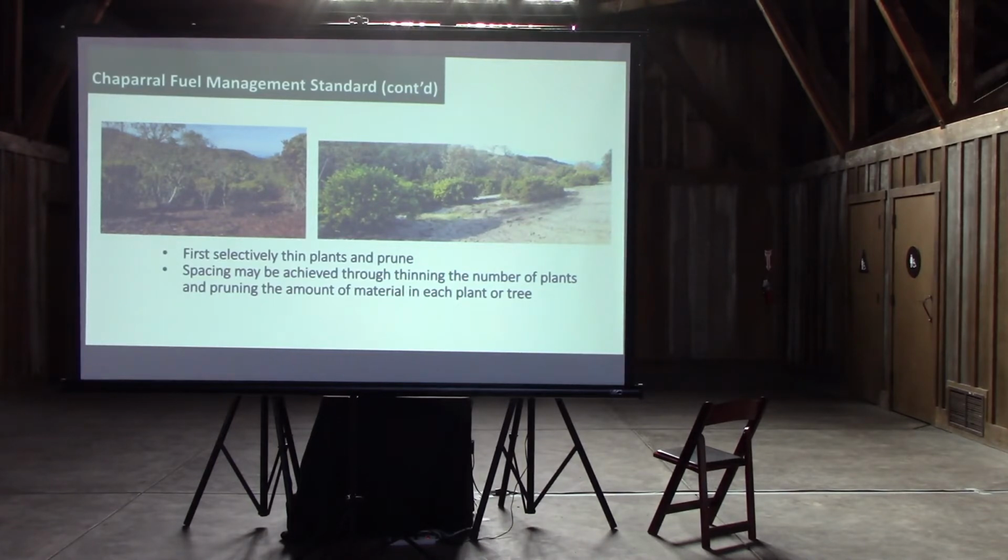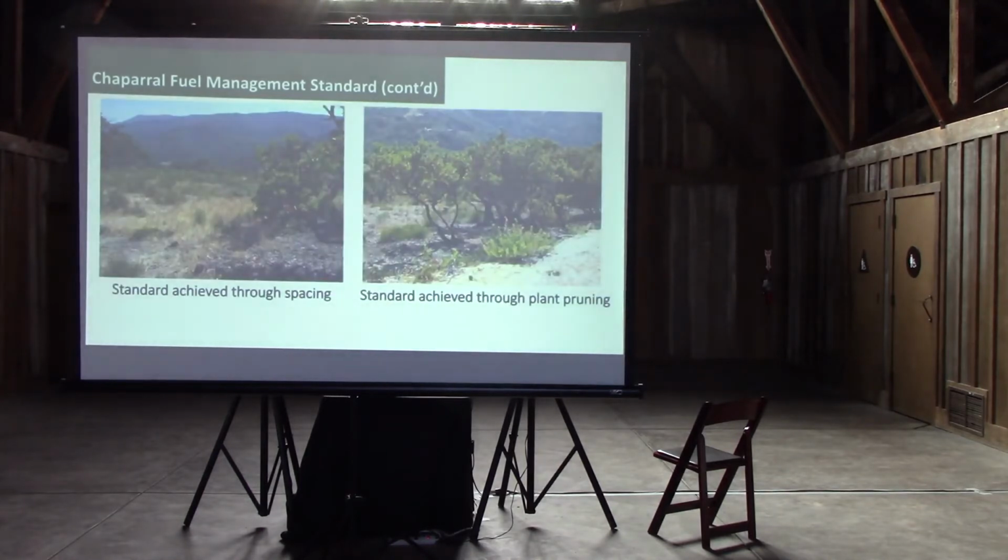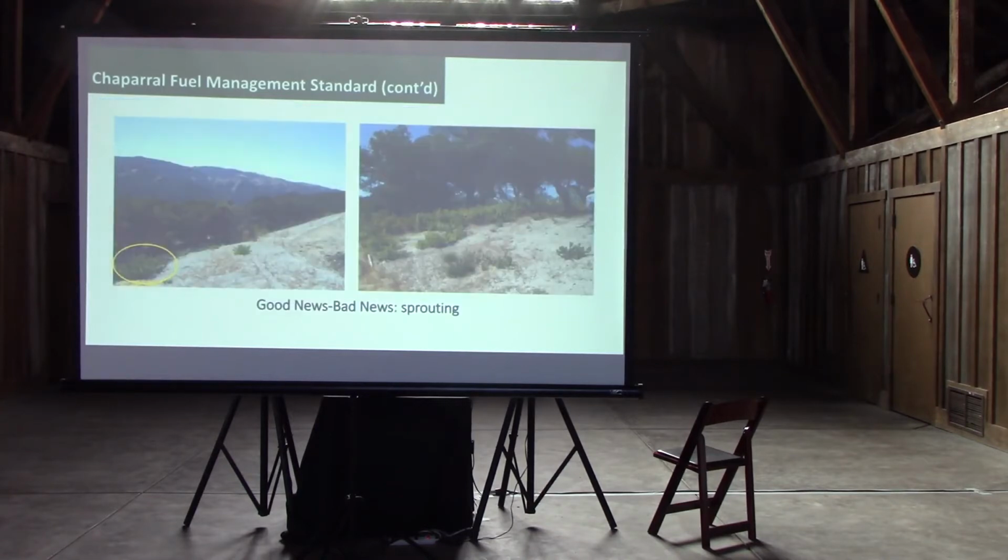So you thin the plants themselves, and in this case, you can also remove the dead material and reduce the volume, especially of manzanita. On the right-hand side, the bushes were actually pruned, so the volume of the plants was reduced in each bush, in addition to having the clumps between them. So the whole big area was thinned, and then each of the bushes was thinned as well. That's because chaparral is really hard to deal with.